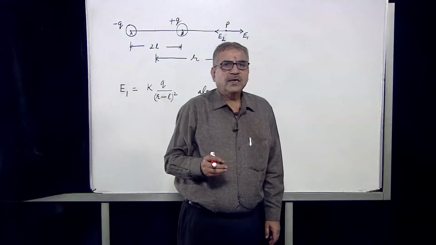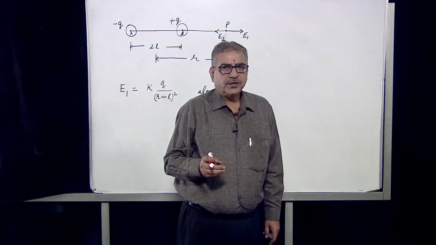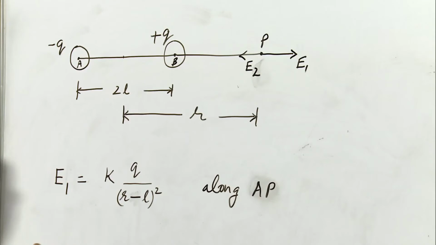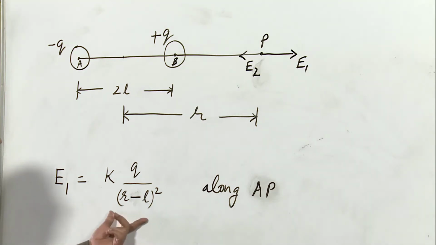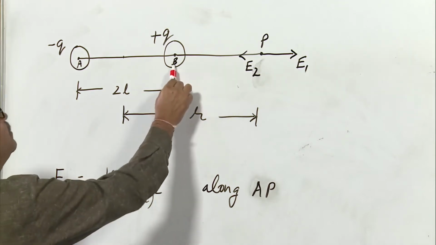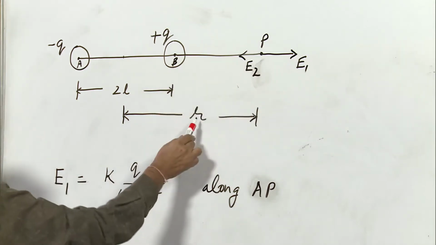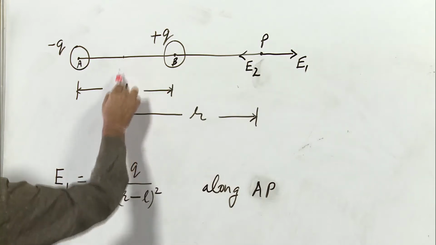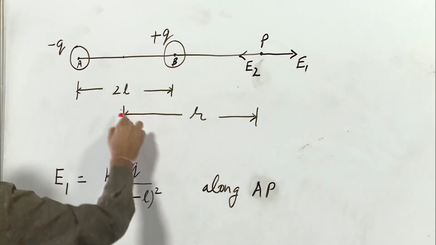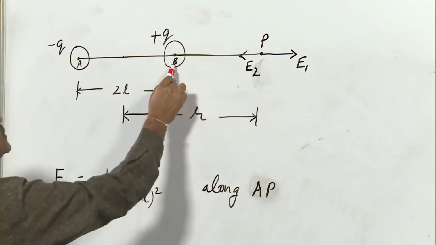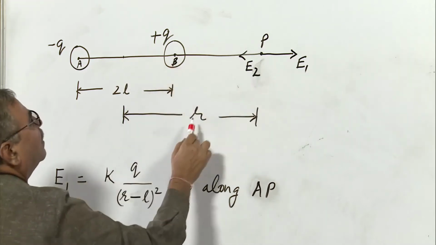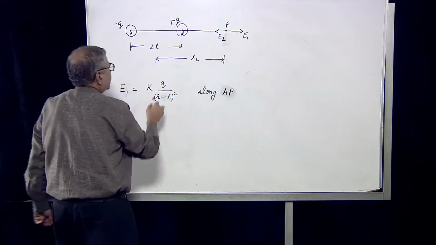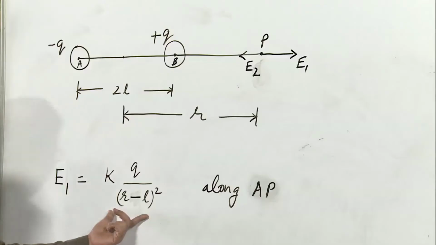Let us find out the electric field due to the positive charge at point P. Let it be E1, then E1 will be equal to K Q upon R minus L whole square. It will be along AP. Why is it R minus L? Because the distance between point B and point P, it will be R. This distance is from the center. R is the distance from the center of the dipole to point P. So, the distance between point B and P will be R minus L. So, we have taken it here.